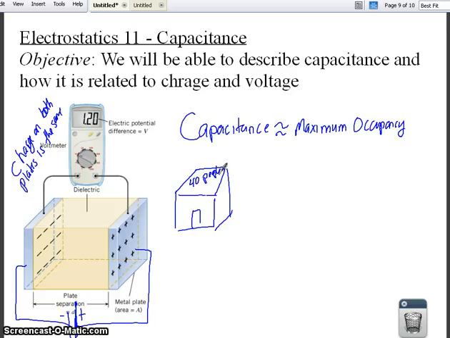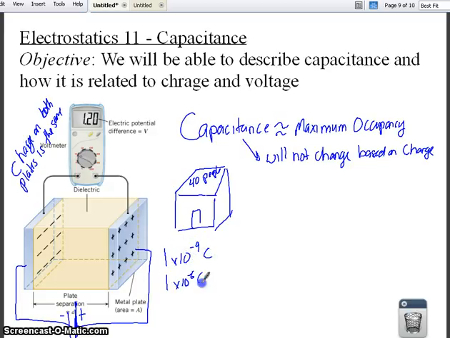So the capacitance will not change based on charge. We could have 1 times 10 to the negative ninth coulombs on a plate. We can have 1 times 10 to the negative 6 coulombs on a plate. But either way, the capacitance is still the same.